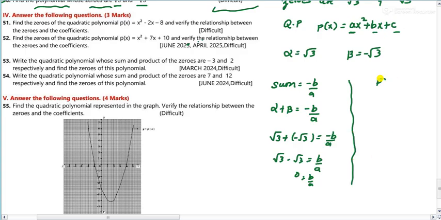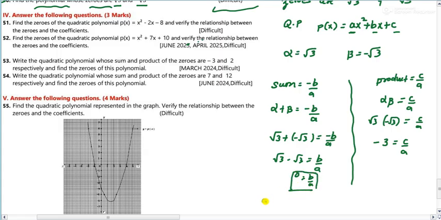Now what is the product formula? C by A. Very good. So alpha into beta is C by A. Alpha is root 3 into minus root 3, which is equal to C by A. So if you multiply root 3 into root 3, it becomes 3, which is equal to C by A. Correct? Now, as per this left side, A is 0, B is 0, right? But what will be C as per this data? C will be minus 3, correct?